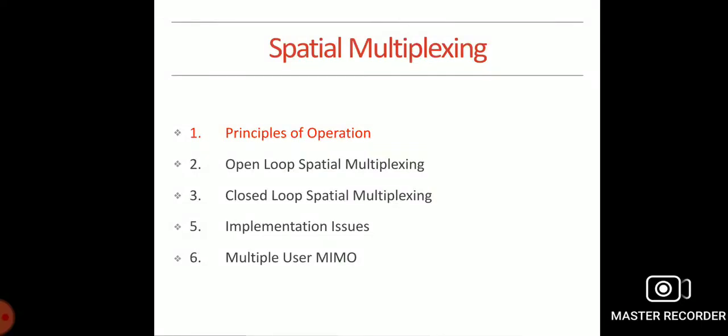In this lecture, EC8652 Wireless Communication, Unit 5, Multiple Antenna Techniques. Today we are going to cover the topic of spatial multiplexing. First of all, multiplexing is transmitting messages from one or more transmitters to one or more receivers over the same medium.